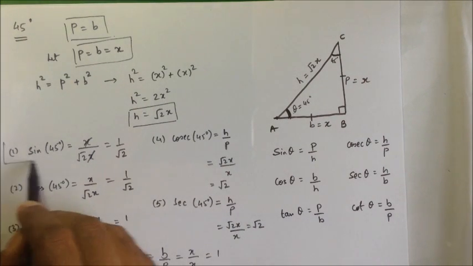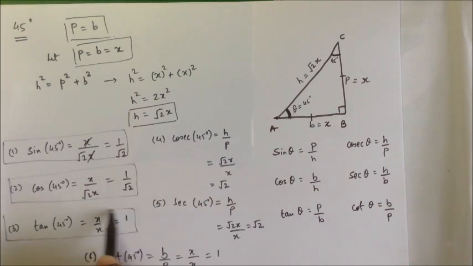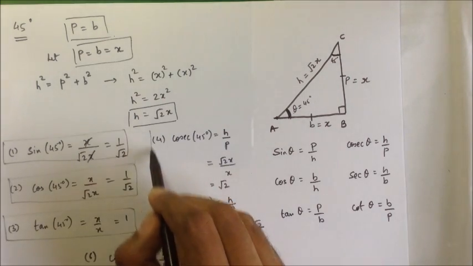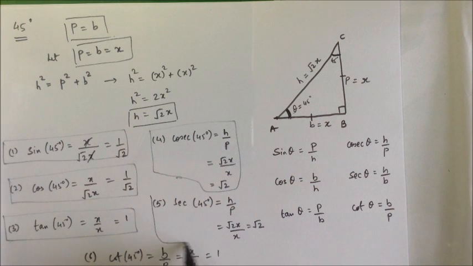So sine of 45 is 1 by root 2, cos of 45 is 1 by root 2, tan of 45 is 1, cosec of 45 is root 2, sec of 45 is again root 2, and cot of 45 is 1.